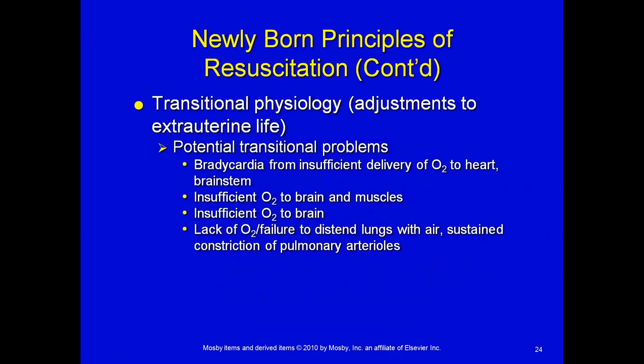Other potential transitional problems include bradycardia from insufficient delivery of oxygen, insufficient oxygen to the brain and the muscles, lack of oxygen or failure to distend the lungs with air, take that good first breath, which may lead to a sustained constriction of the pulmonary arterioles, which won't be able to pick up oxygen that is in the alveoli.